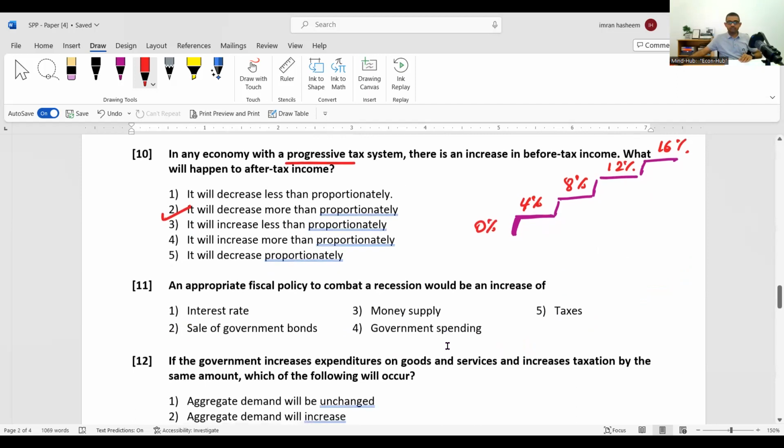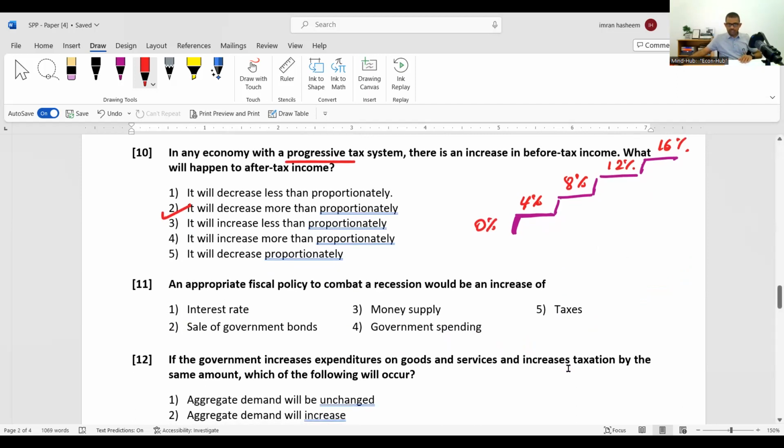Okay. Question 11. An appropriate fiscal policy to combat a recession. Economy is going into a recession. How do you combat it? But the recession is what? What is the telltale sign of a recession? And we look at this as the main cause of a recession also is what?